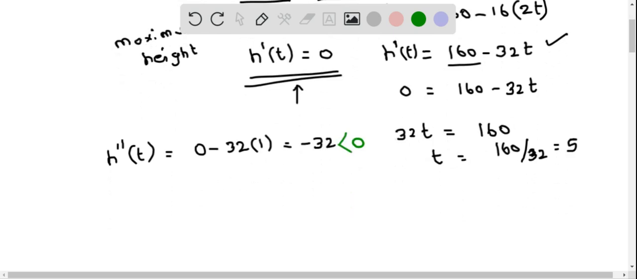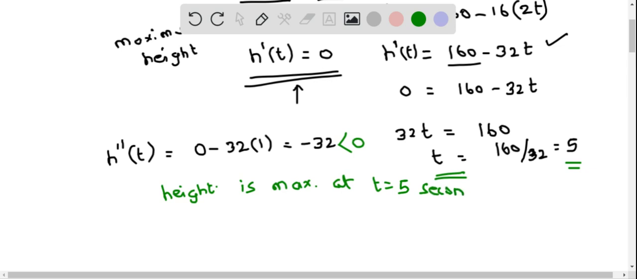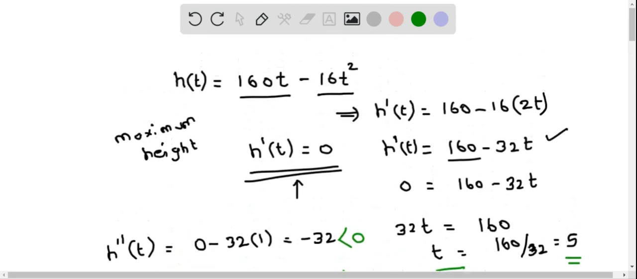And this confirms that at this point, that is when t equals 5, the second derivative is negative, and so the height is maximum at this critical point. Height is maximum at t equals 5 seconds. And so we now find the maximum height by plugging t equals 5 into the height function.